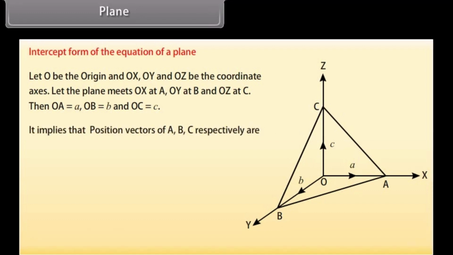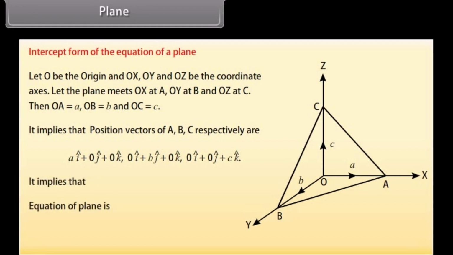It implies that the position vectors of A, B and C respectively are a î plus 0 ĵ plus 0 k̂, 0 î plus b ĵ plus 0 k̂, and 0 î plus 0 ĵ plus c k̂. It implies that the equation of the plane is x by a plus y by b plus z by c equals 1.